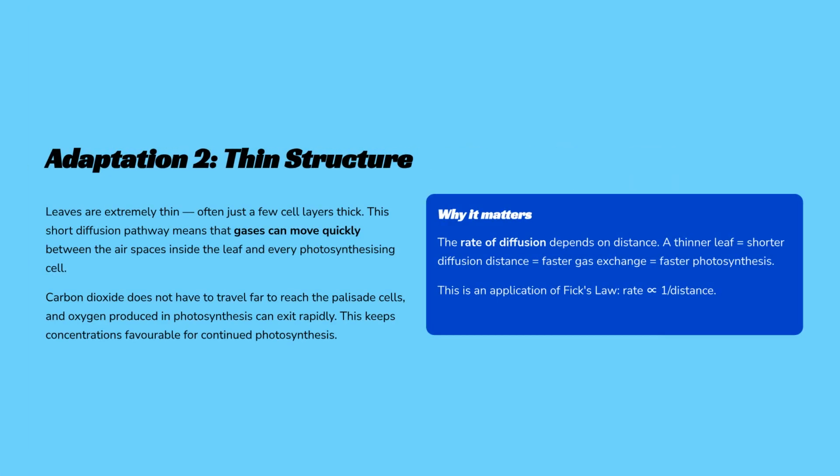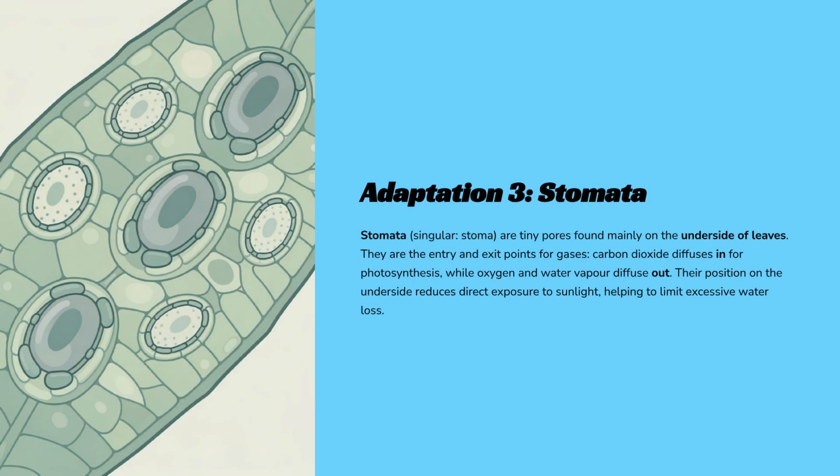Adaptation 2 is the thin structure. A short diffusion pathway means gases move quickly between the air spaces inside the leaf and the photosynthesizing cells. This is an application of Fick's law. Adaptation 3 is the stomata, tiny pores, mainly on the underside of leaves. They are the entry and exit points for gases, with their location minimizing direct sun exposure and reducing excessive water loss. Guard cells control the stomata, balancing gas exchange against dehydration risk.